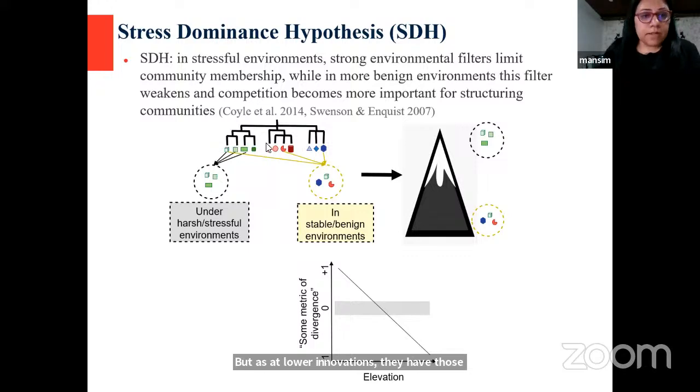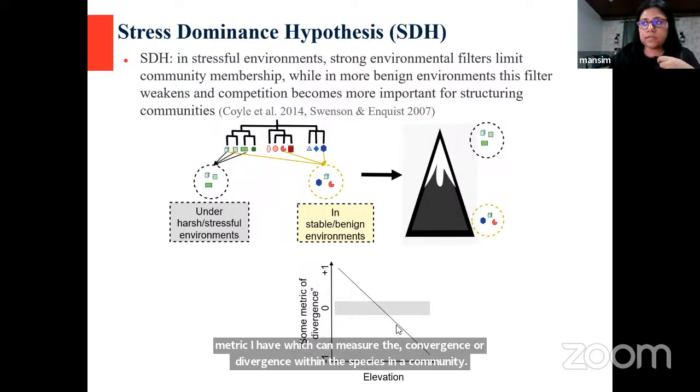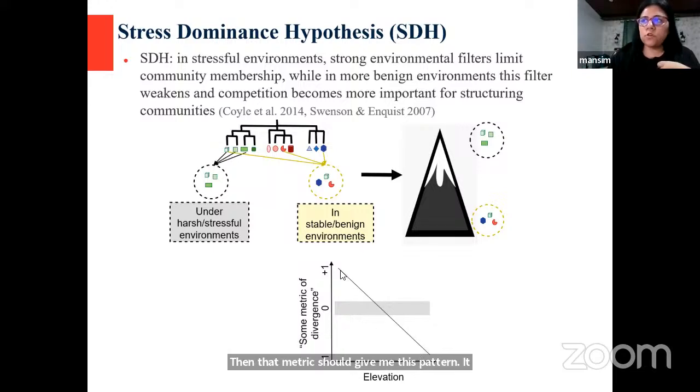So in the schematic that we had seen earlier, what the stress dominance hypothesis says is that this community will be found at higher elevations and this community will be found at lower elevations, right? So again, the same thing here on an elevational axis. So if I have the data for different elevations, I have the functional and phylogenetic data, and let's say I come up with some metric which measures divergence, some statistical metric which can measure the convergence or divergence within the species in a community, then that metric should give me this pattern. It should decrease with elevation. It should go from high divergence to high convergence, right? So it should decrease with elevation.